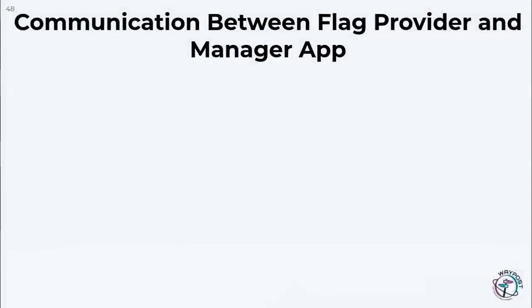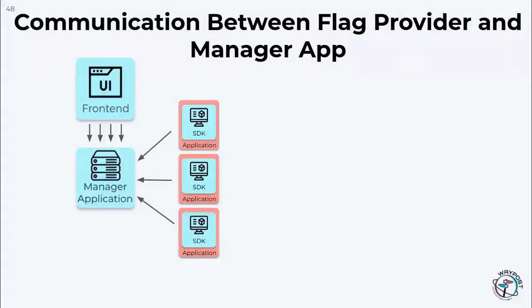To understand why we need communication between the 2 services, it helps to understand why we need the Flag Provider in the first place. In the earliest implementation of Waypost, the SDK clients connected directly to the Flag Manager. However, there are 2 main issues with this approach. First, Waypost's API would need to handle 2 major functions: handling requests from the SDK clients and also handling API requests from the Flag Manager UI.